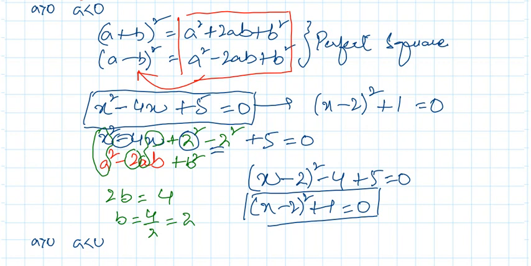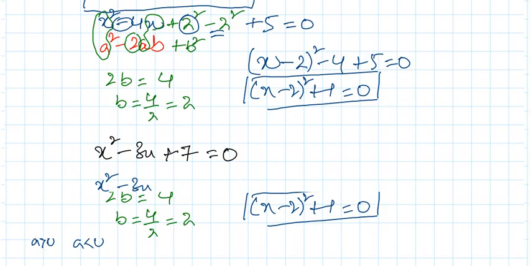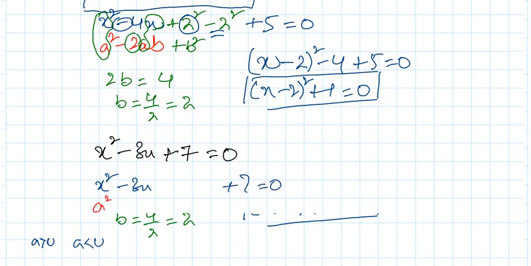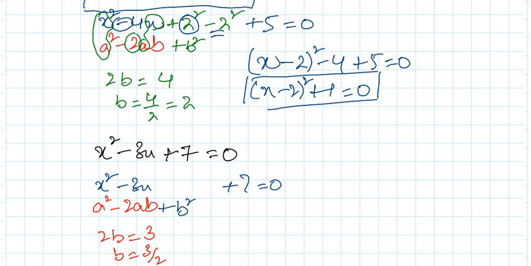Let's suppose we have x square minus 3x plus 7 equals to 0. I want to change it. The first step is shift this 7 on the side. Now we can compare this with a square minus 2ab. So value of a is x, and 2b equals to 3. So the value of b is 3 over 2. That means to make it a perfect square, a plus b whole square, I have to add b square here. That means (3 over 2) square minus (3 over 2) square.